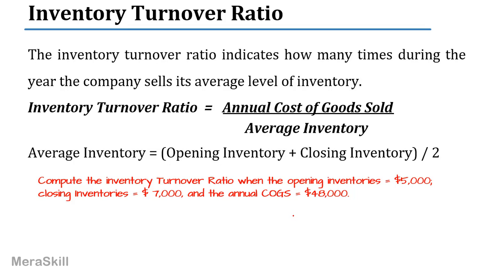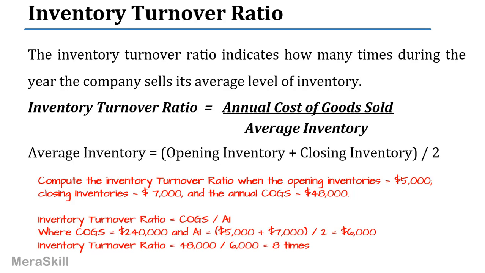5,000 plus 7,000 by 2, that's 6,000. The annual cost of goods sold is 48,000. 48,000 by 6,000, 8 times. We say the inventory gets turned over 8 times.